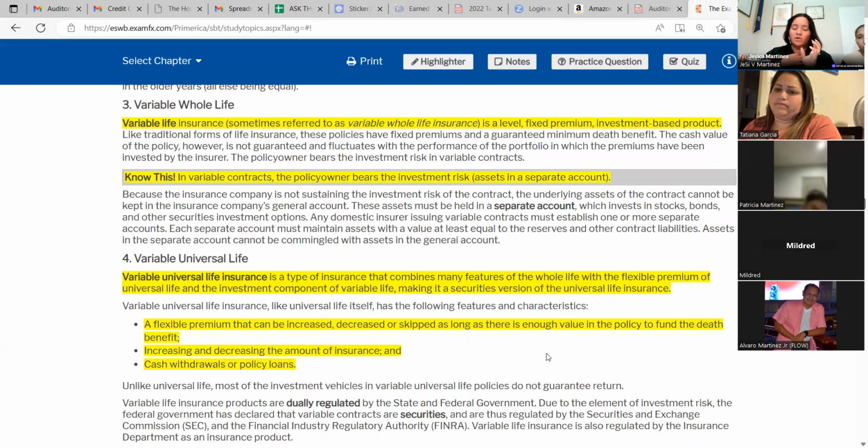So as a policy owner, because you're deciding where you're investing that amount and there's no guarantee in it, you have the risk of losing this money over here, right? Just like in the marketplace. So that's what to know about the variable life. Now, on the variable whole life, you also have the variable universal life.